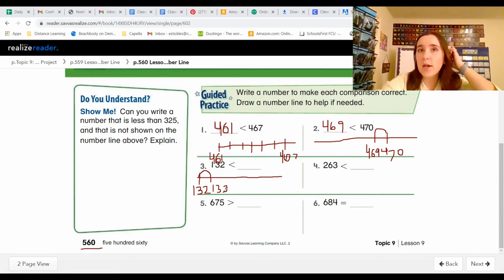Now I could stop there and I could write 133 in our opening, or I could keep going. So 1 more would be 134. And that is also a number that is greater than 132. So I'm going to write that one down.